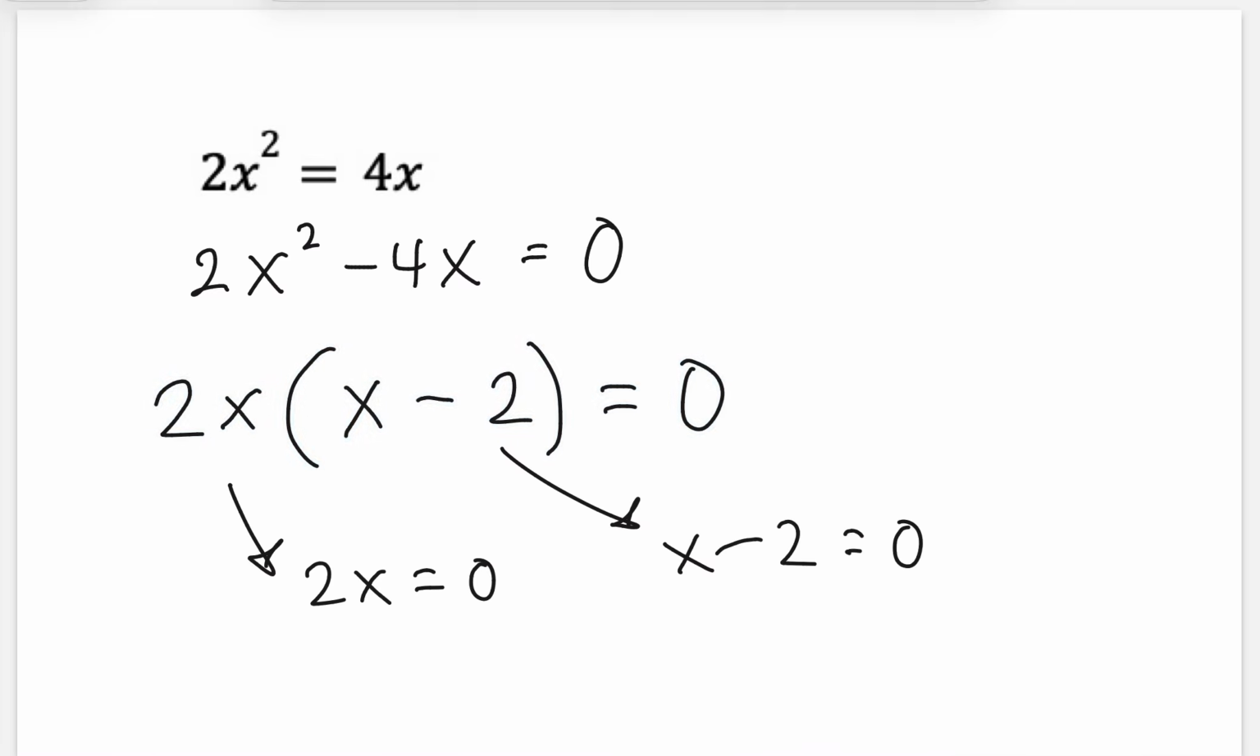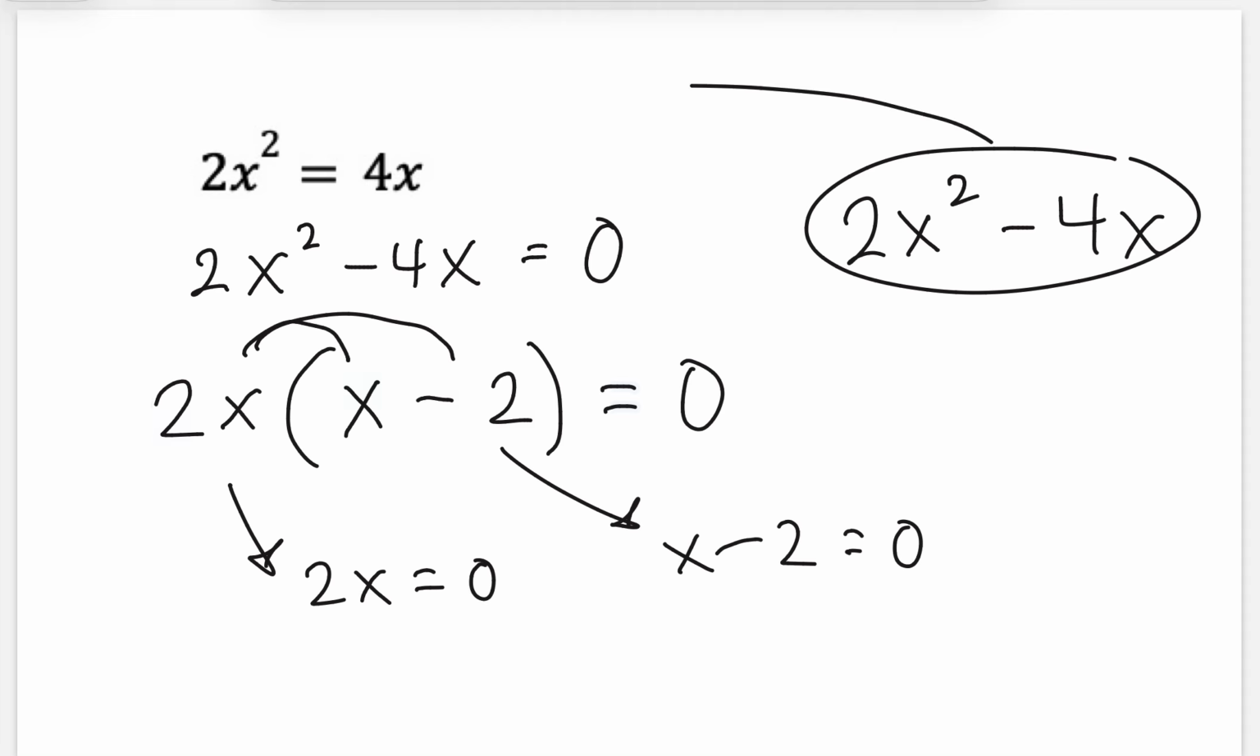A good way to check on this, if you did it right, is you can always distribute that 2x back in and check. If I distribute it, I get 2x squared minus 4x. And you can see that that is the original that I had right down here. So those are the three main ways that we're going to factor quadratics, and hopefully that helps.